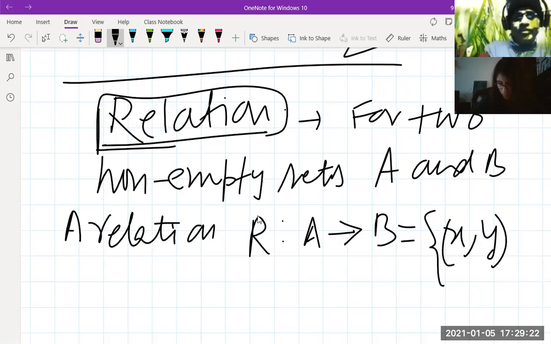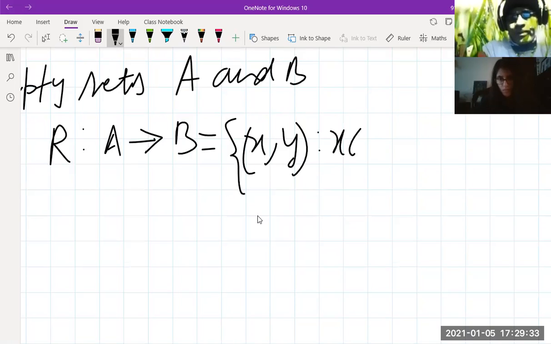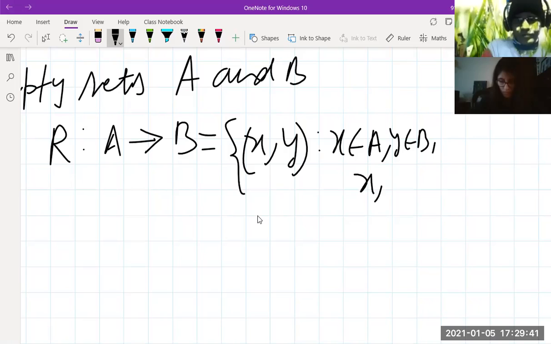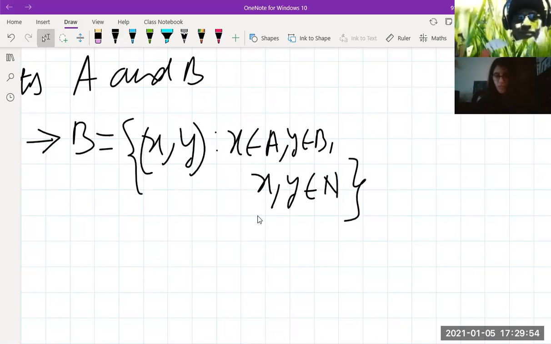such that x belongs to A and y belongs to B, and both are natural numbers, so x, y belong to the set of natural numbers. You can take real numbers as well; x, y belong to real numbers.